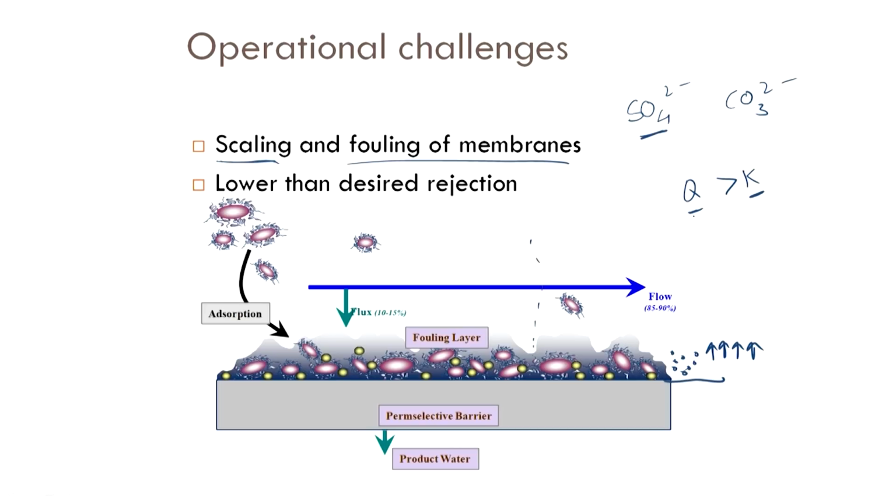What are you going to see? You are going to see precipitation. So that is why you see scaling, and this happens a lot. And fouling of membranes, again, has different reasons. So that is why you get lower than desired permeate. That is what you see over time. As fouling occurs, the product water is going to start decreasing for a given pressure, or a lot of pressure is going to be required. So that is something to keep in mind.